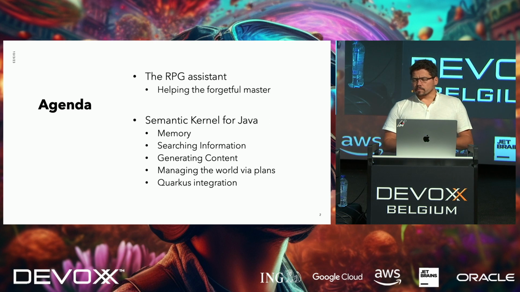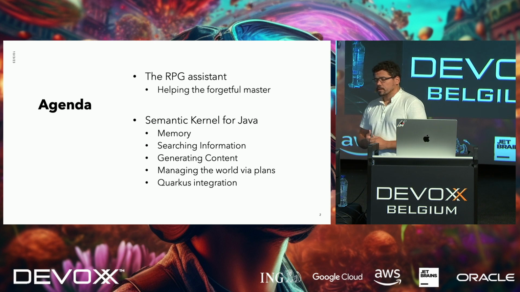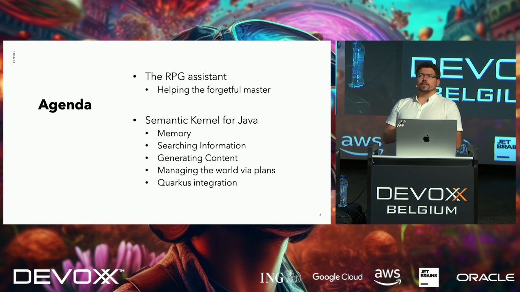So the agenda for the next 30 minutes: we're going to show the RPG assistant, and then we're going to talk briefly about how we implemented the code. Well, actually, mostly John, how he implemented the code using a project that Microsoft created recently called the Semantic Kernel.